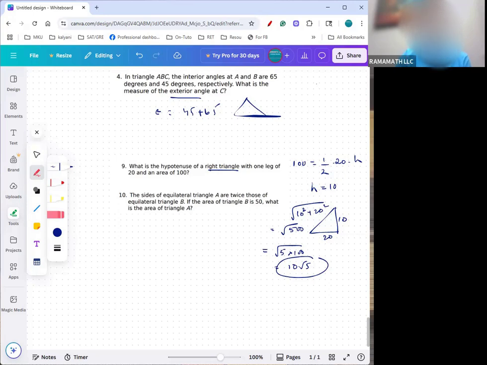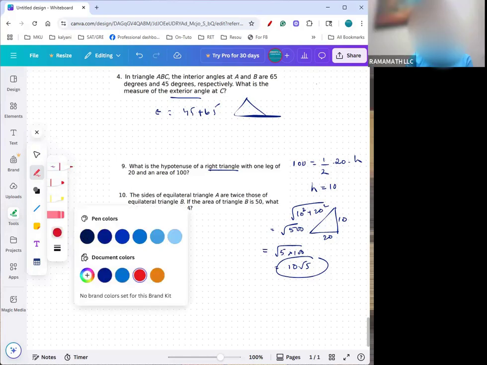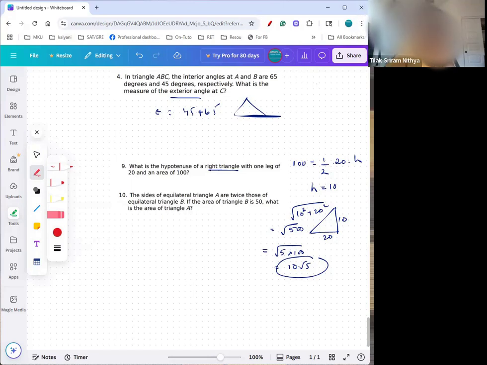Yeah. Good one. All right, number 10. Tilak. Since it says the sides of equilateral triangle A are twice those of triangle B, it's like 50 divided by 2, right? And like 20. What did you get? 25? Oh, it's the opposite way, right? Okay, so it should be 100. Not sure. Okay, no worries. Anyone else want to explain this one? No? Difficult? Okay. All right, let's look at it.